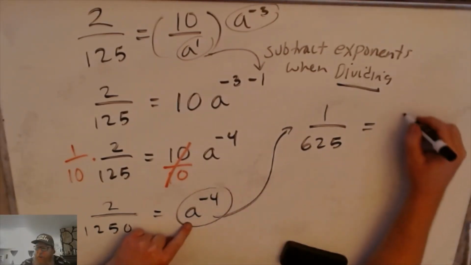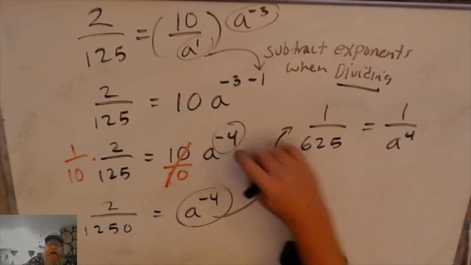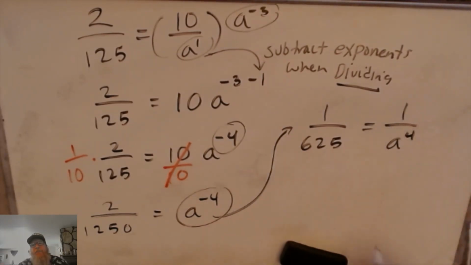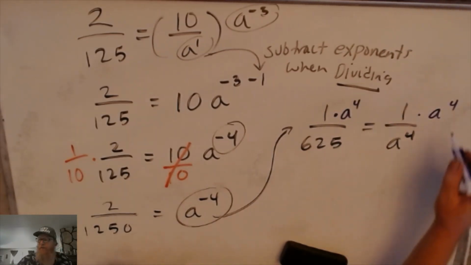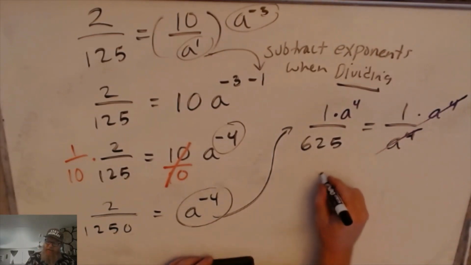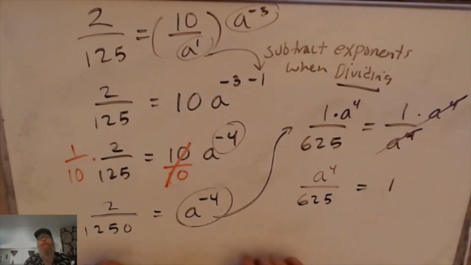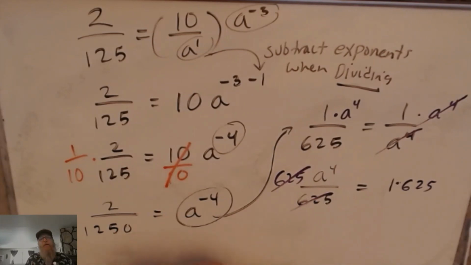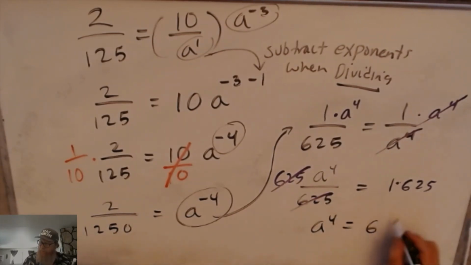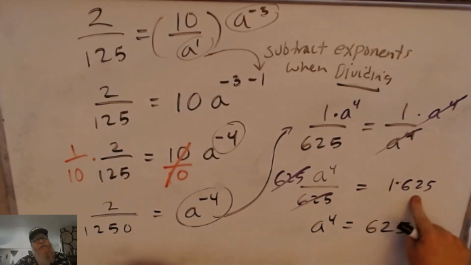You have A to the negative 4, so that's going to be 1 over A to the 4th. Remember from earlier, a negative power means change to a positive and use the reciprocal. I'm going to multiply both sides by A to the 4th. So now I've got A to the 4th over 625 equals 1. Now I'm going to multiply both sides by 625. So now I've got A to the 4th equals 1 times 625. Please don't use your calculator for that. You know what 1 times 625 is.